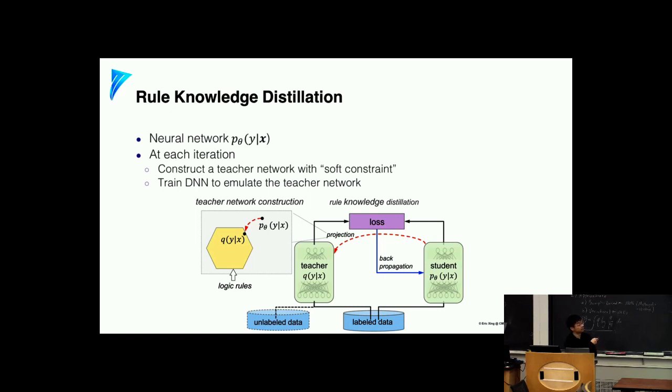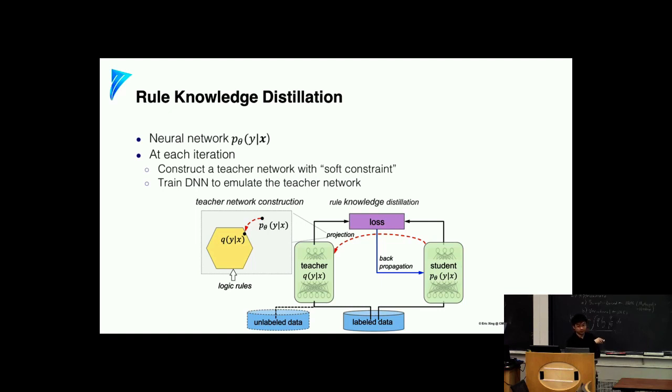Given a neural network, at each iteration, we first construct a teacher network with soft constraints. This is the E step. Intuitively, we have this model, and we have these logical rules which define a subspace of the model, and we project this model onto this subspace to get this Q distribution, the teacher network. Then we train this model to emulate the teacher network by minimizing the loss function between the output of the teacher network and the output of the student network.